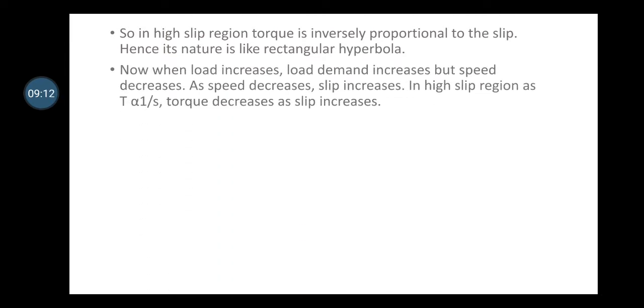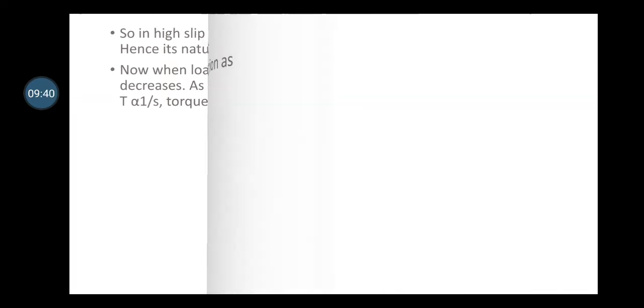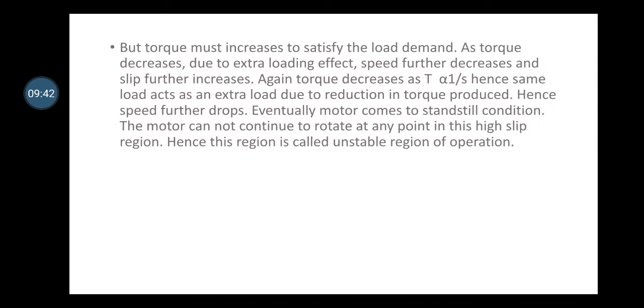Now when the load demand increases, the speed decreases. As the speed decreases, slip increases. In a high slip region, as we know, the torque is inversely proportional to the slip, so torque decreases as slip increases. But the torque must increase to satisfy the load demand.